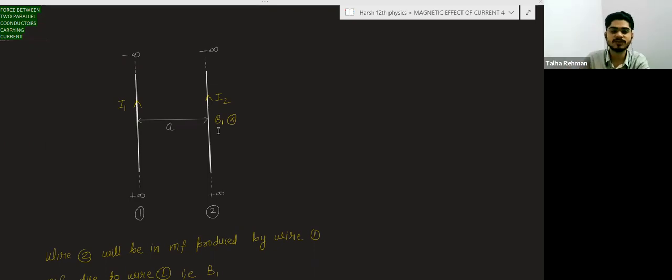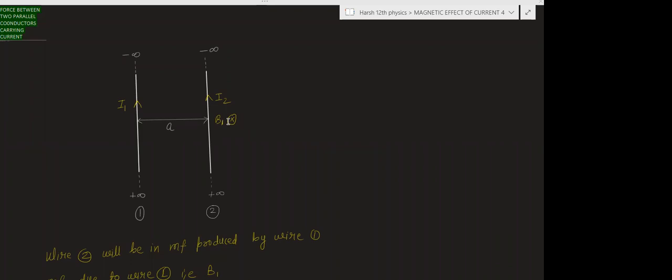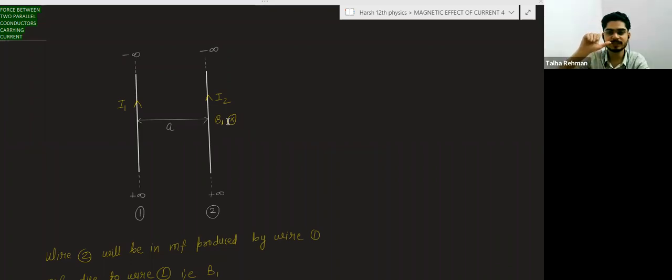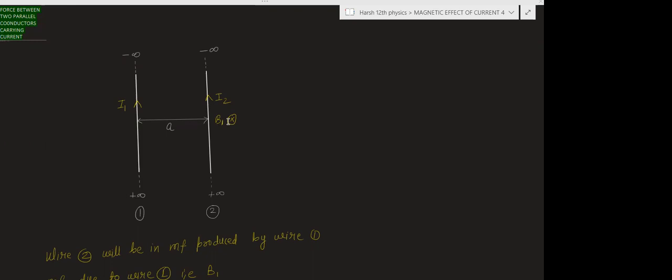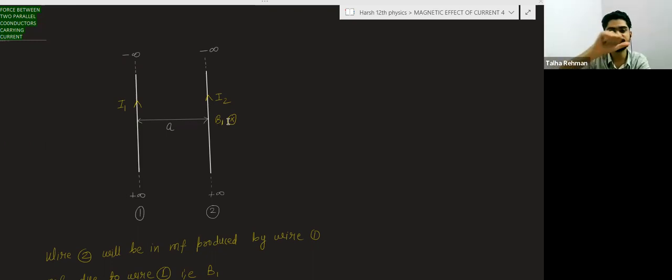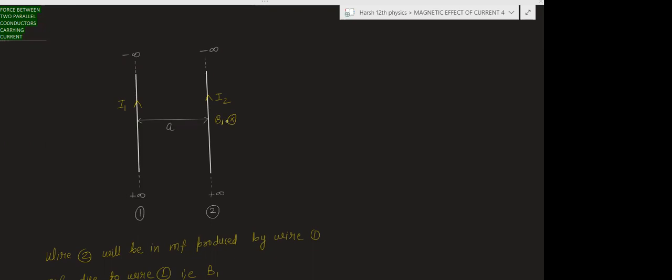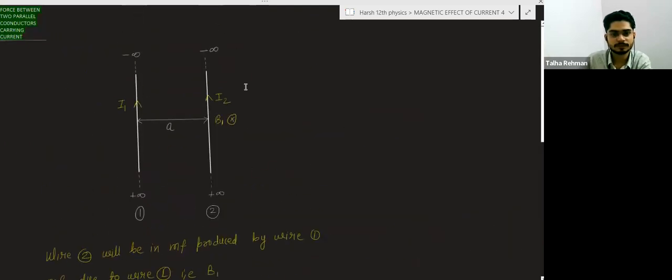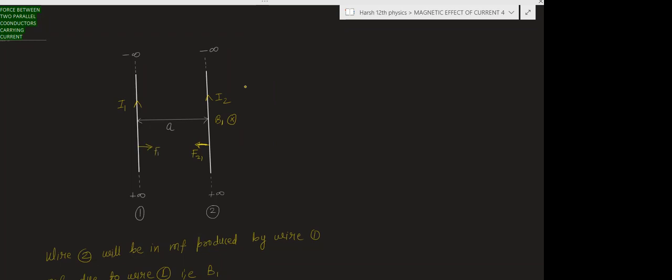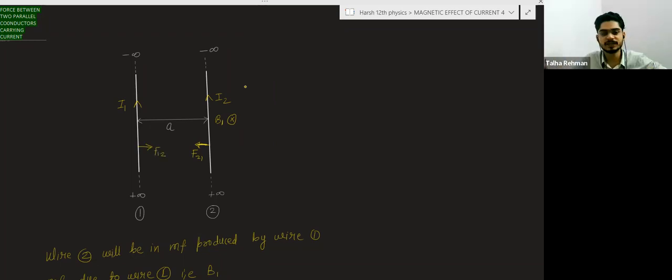You have to curl like this because this direction is inwards. Inwards means away from me. So this is the direction of the current, and this is the direction of the magnetic field, inwards, away from you. In this direction I will get the force. So the direction of the force will be like this. On this conductor the force F21 will be like this, and on this conductor the force will be like this. Means both the conductors will attract each other if there is the same direction of current in both the conductors.